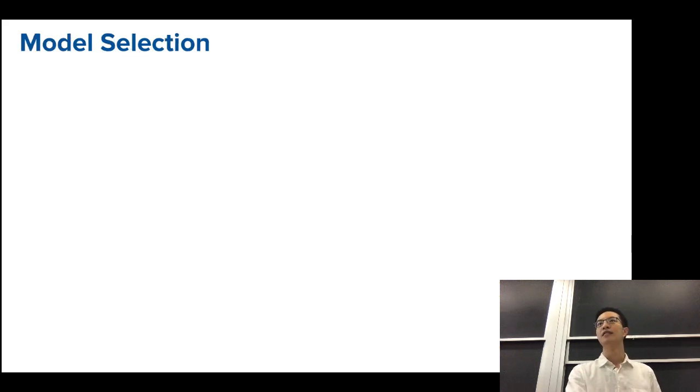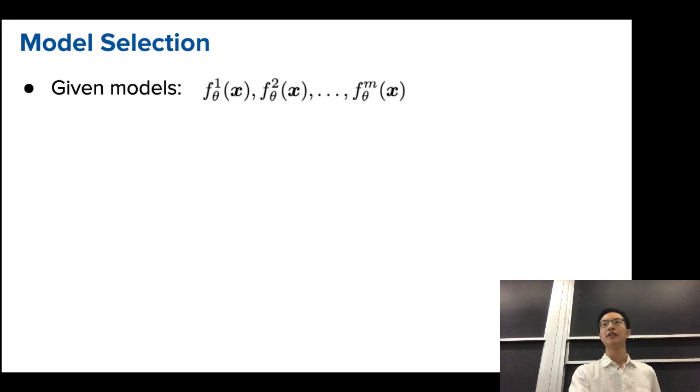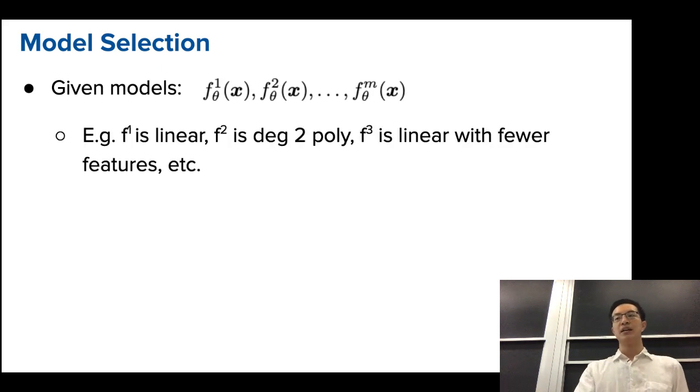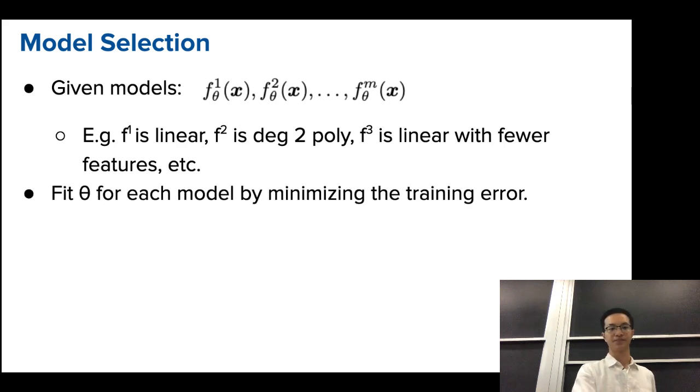Okay, so again, for model selection, if we have these models here, I've labeled them 1 through m, they can be anything you want. We might have f1 as a linear model, we might have f2 as a degree 2 polynomial model, maybe f3 is a linear model with fewer features, right? We talked about removing features and how that can reduce your variance, and so on. So you can imagine that f1 through fm are any set of models that you want to choose or you think might be good on this data.